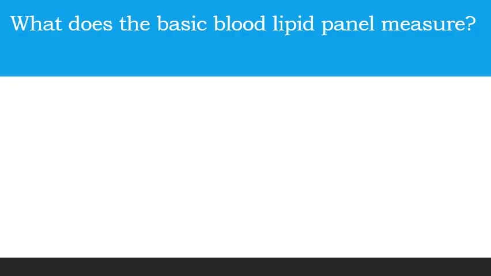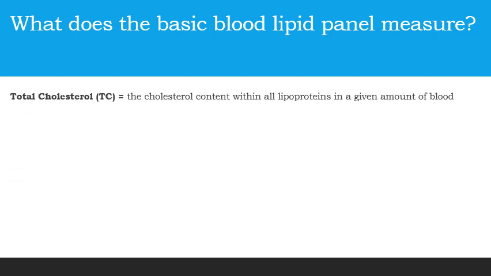If you were to visit the doctor and have a basic blood lipid panel done, the same panel that can be administered in the HAP lab, you would be able to see the following metrics. Total cholesterol. Total cholesterol in a given amount of blood, this metric tells you the cholesterol content within all lipoproteins combined. Optimal range is less than 200 milligrams per deciliter.